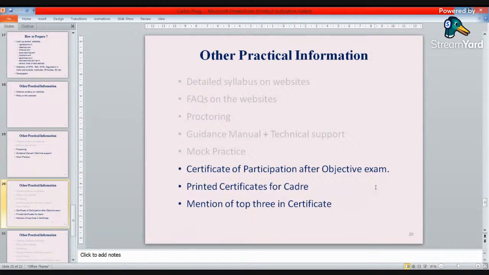After you have given your objective exam, you can even download a certificate of participation in the objective. However, those people who will qualify for the cadre of 2022 will be presented a printed certificate duly signed, and for the top 3 candidates, it will be mentioned first or second or third. There will be prizes as well. There will also be medals, hopefully gold, silver, and bronze.